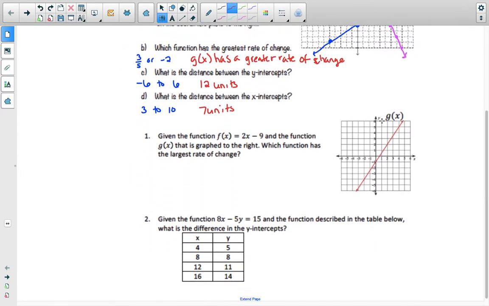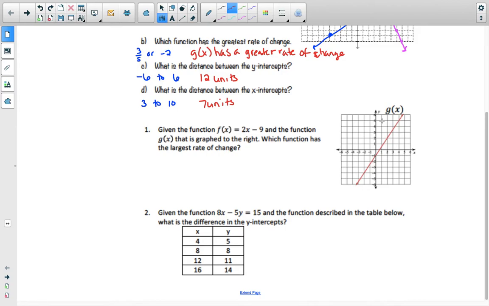On this next problem, we're given the function f of x equals 2x minus 9 and the function g of x that is graphed to the right. Which function has the largest rate of change? So rate of change goes from the slope. So our first one is f of x. f of x has a slope, m equals, the coefficient, 2. Our slope is 2.